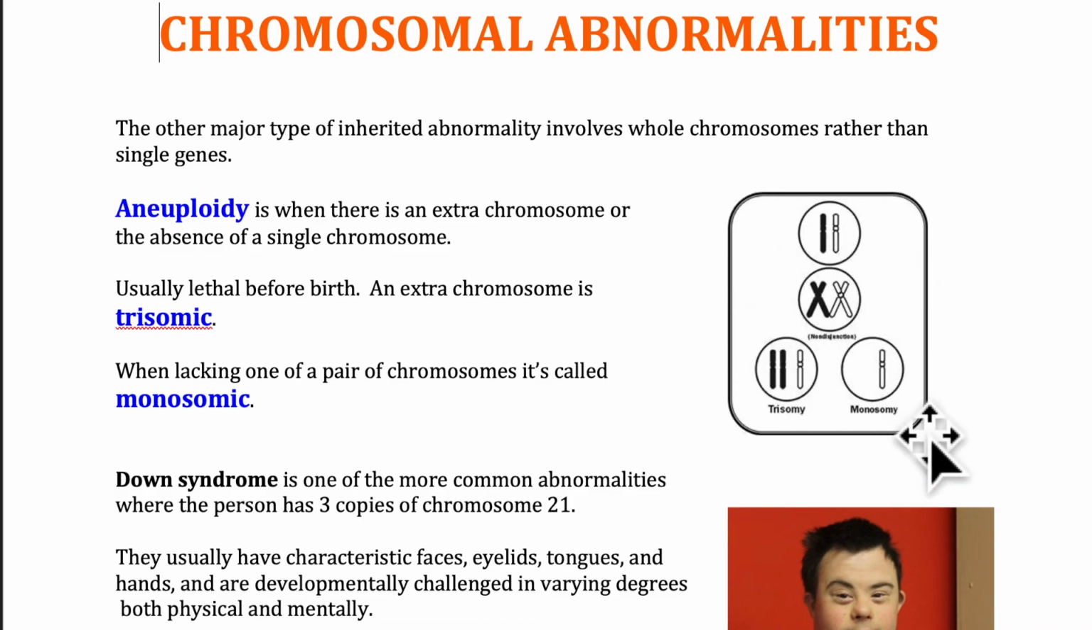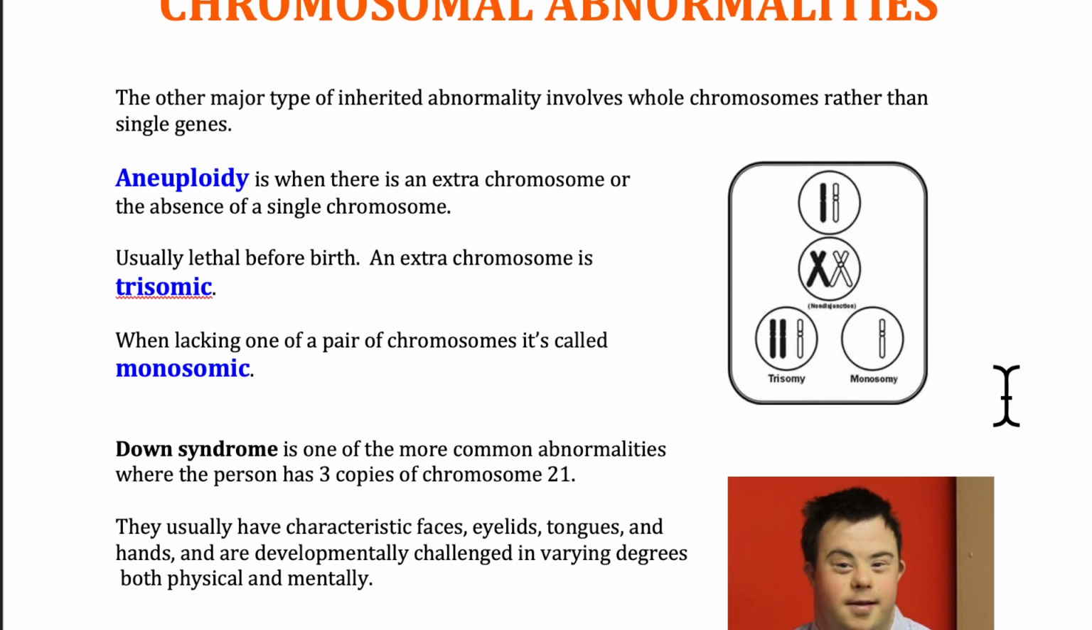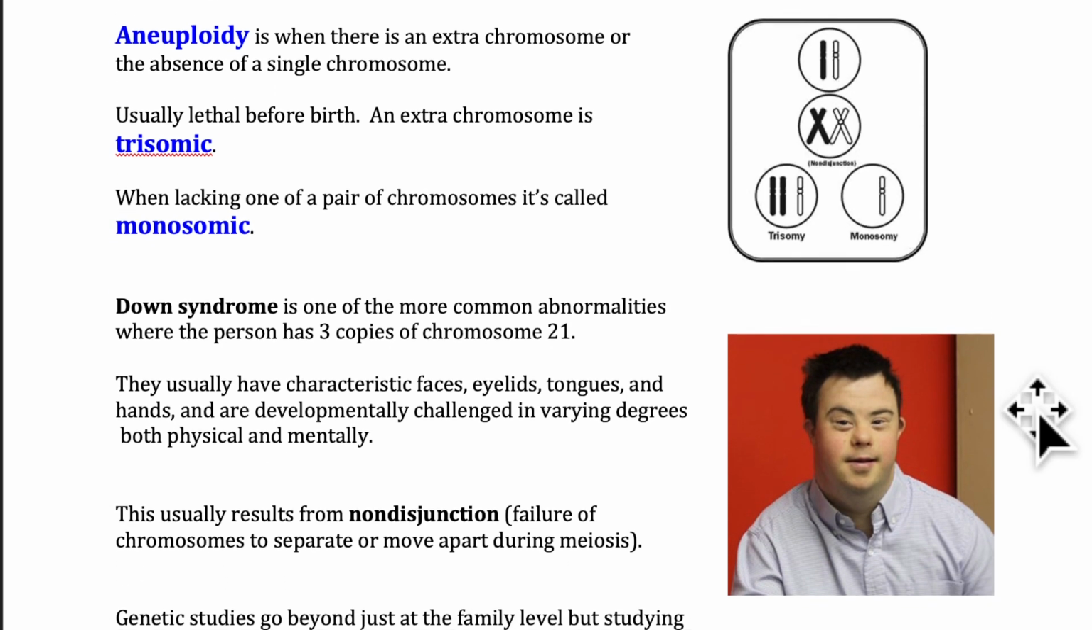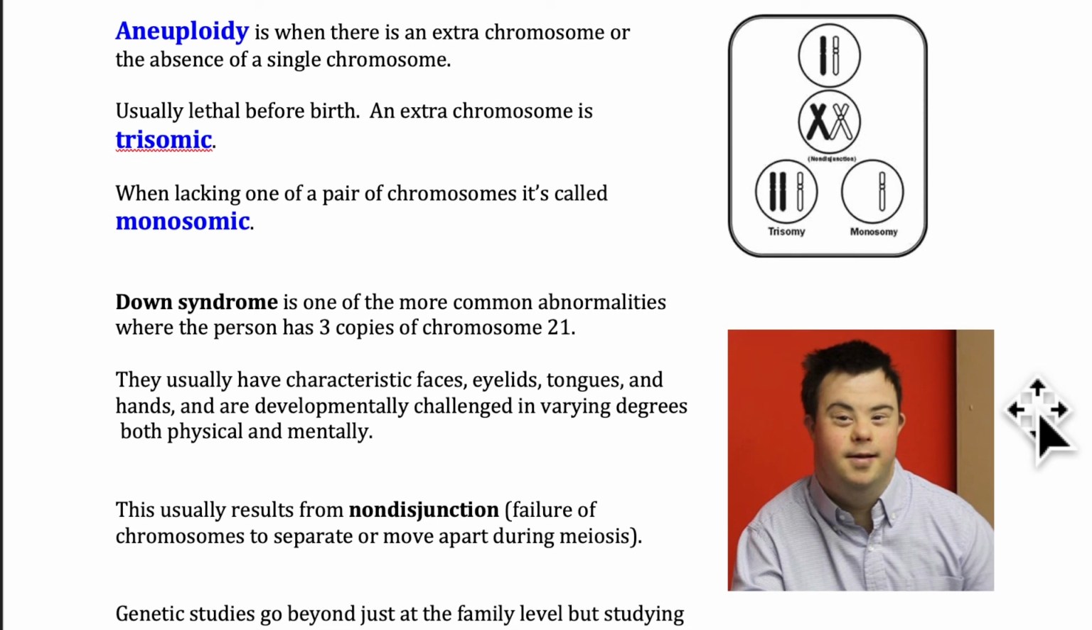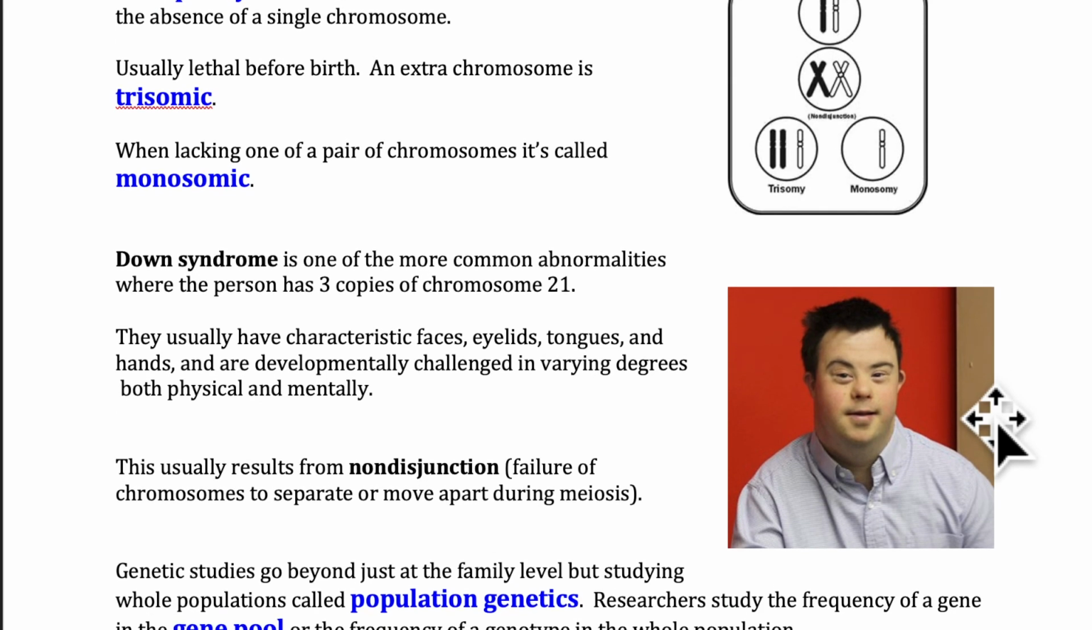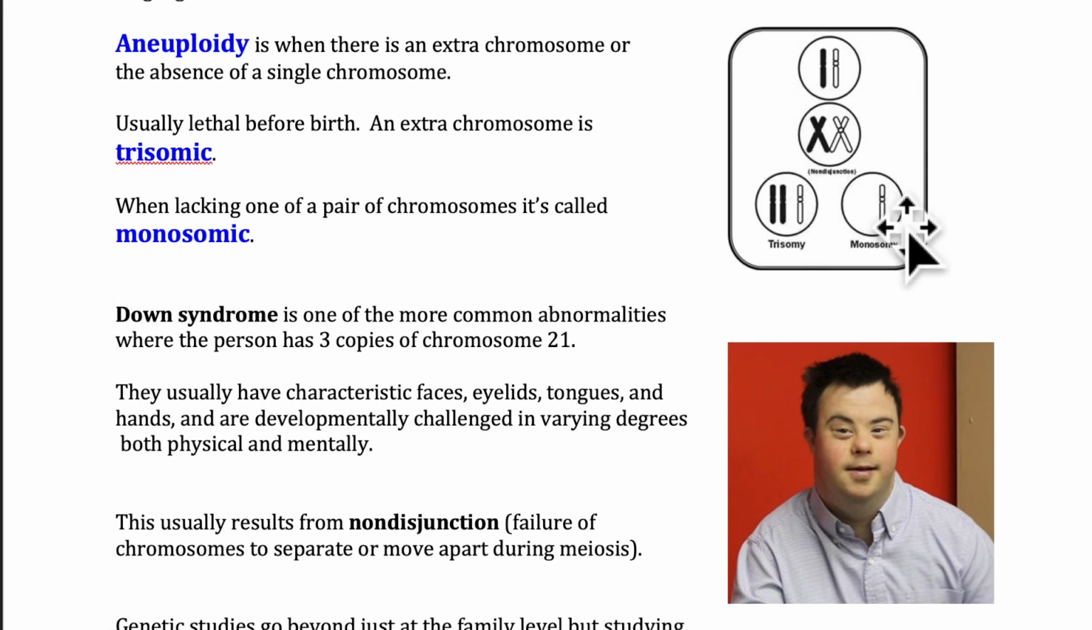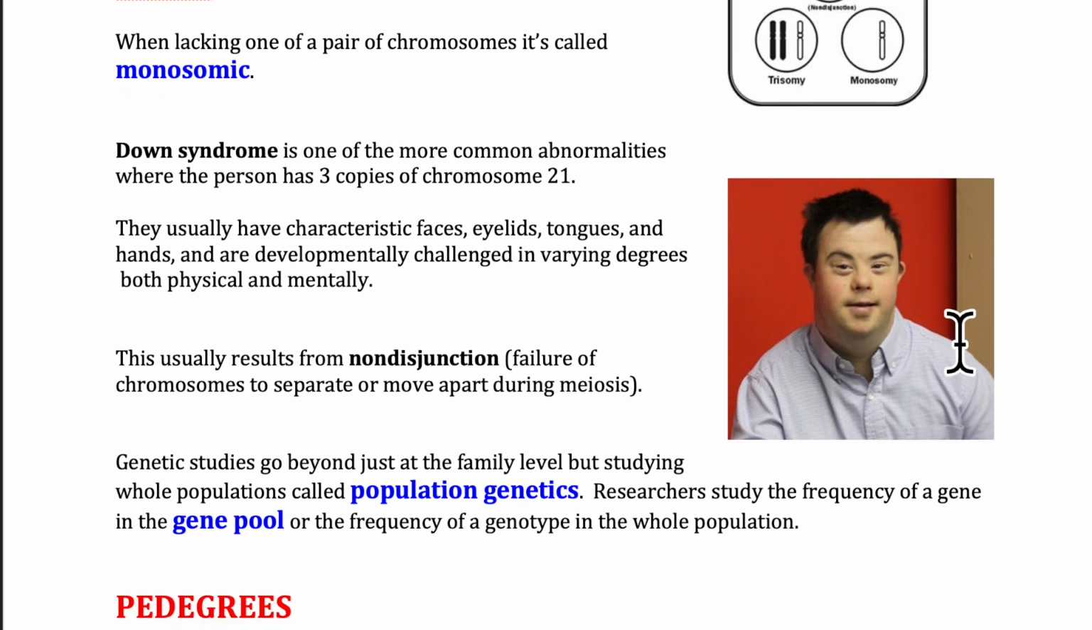So you'll see on that little chart on the side, trisomy is when, so when they were ripping apart, accidentally we took an extra one with us, and then we have one less on one side and one more on the other side. Down syndrome is one of the more common abnormalities where the person has 3 copies of chromosome 21. They usually have characteristic faces, eyelids, tongues, and hands, and are developmentally challenged in varying degrees, both physical and mental. This usually results from non-disjunction, failure of chromosomes to separate or move apart during meiosis. Of course, you can see that again in that chart there.